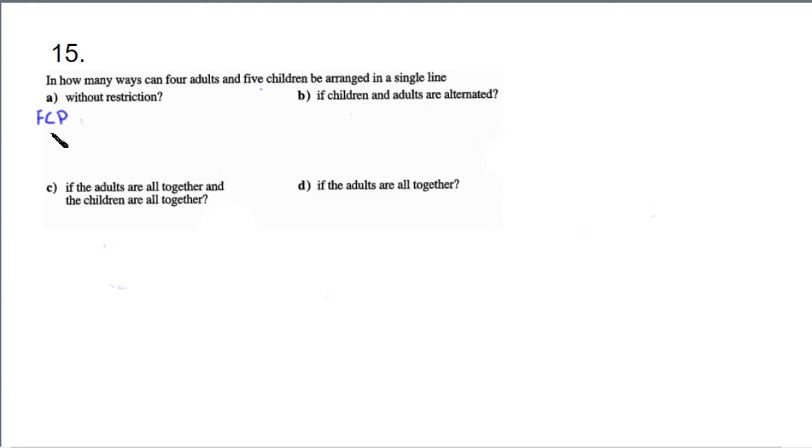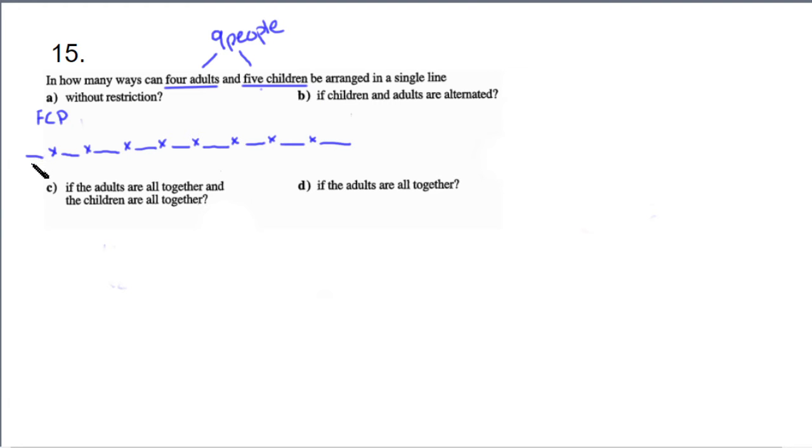And so the first thing we need to do is put in the placeholders for, in this case, 4 adults and 5 children. So we're looking at 9 placeholders. So it's going to be 1, 2, 3, 4, 5, 6, 7, 8, 9. And so we have nine people in total.